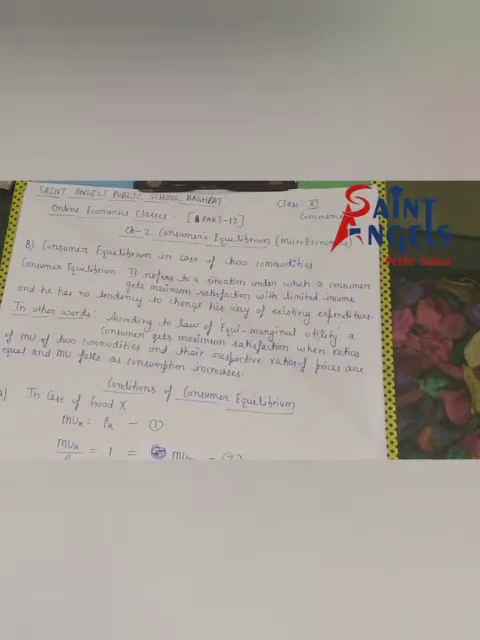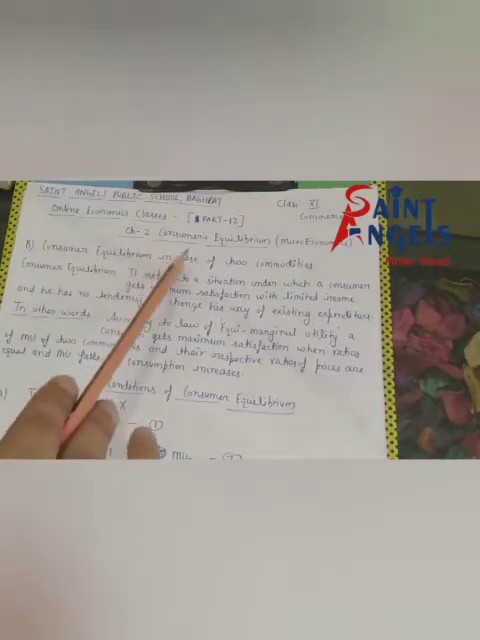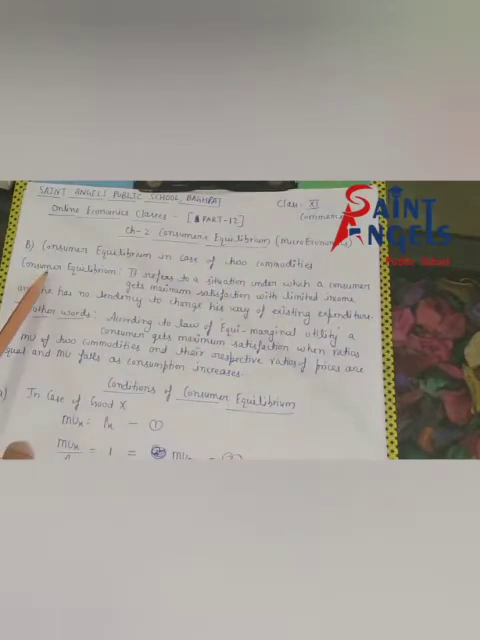So my dear students, today we'll discuss chapter number 2, Consumer's Equilibrium, from the Microeconomics book. In my previous video, we discussed consumer equilibrium in the case of one commodity, but today we are going to discuss consumer equilibrium in the case of two commodities. If you want to explain this concept, first of all you will write the definition of consumer equilibrium.